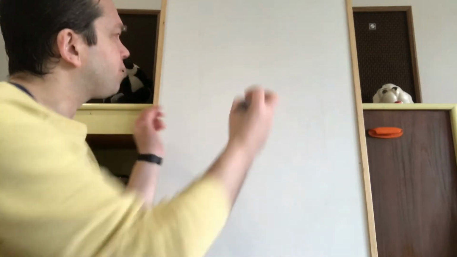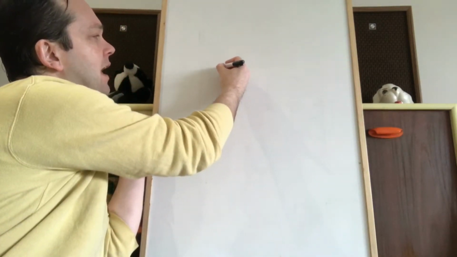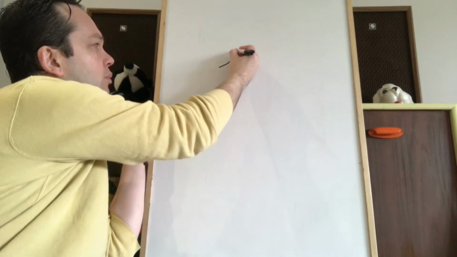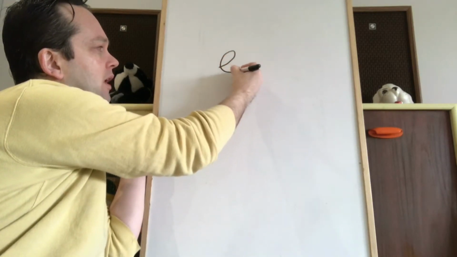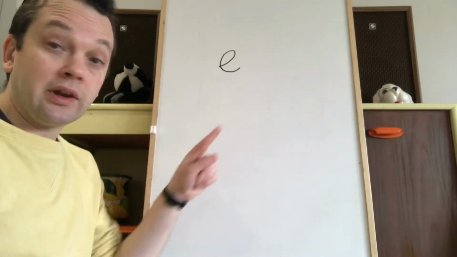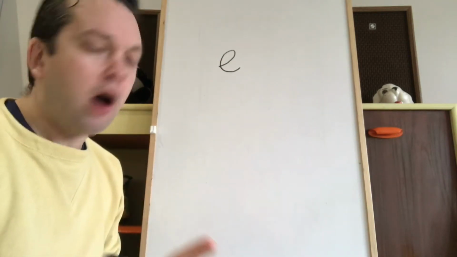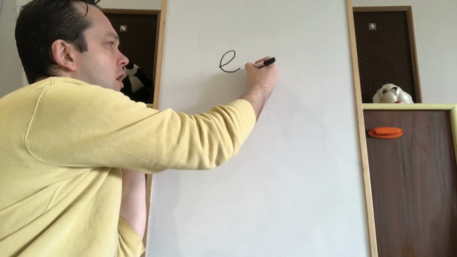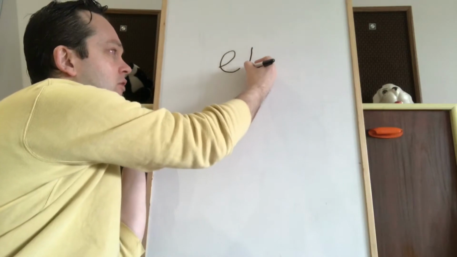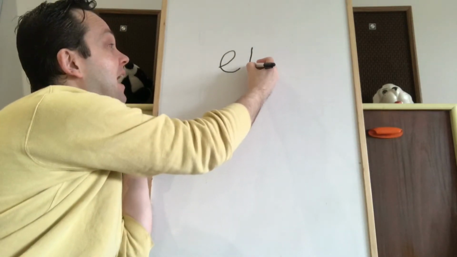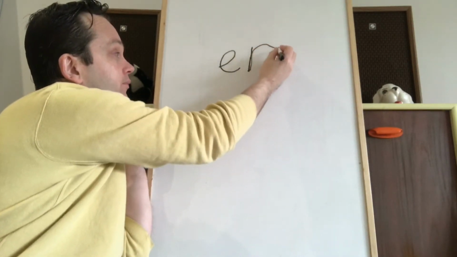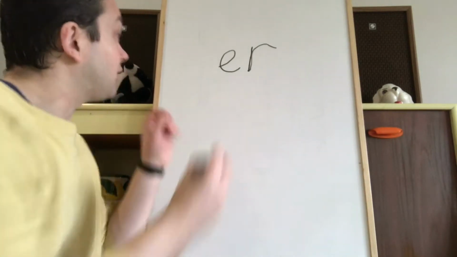Okay, so the letters E and R, let's write them up on our board or our piece of paper. So the letter E, start here, up, loop, and round. That's the letter E. Now the letter R, start on the line, up, down, back up again, and over. I'm going to put it in a nice cloud today.